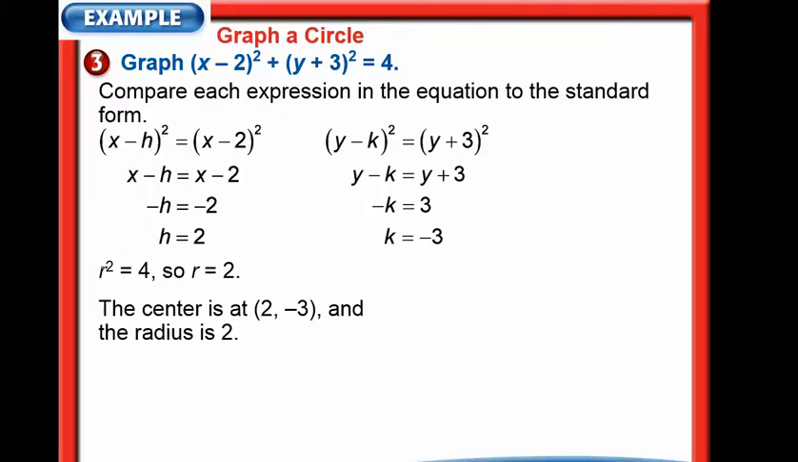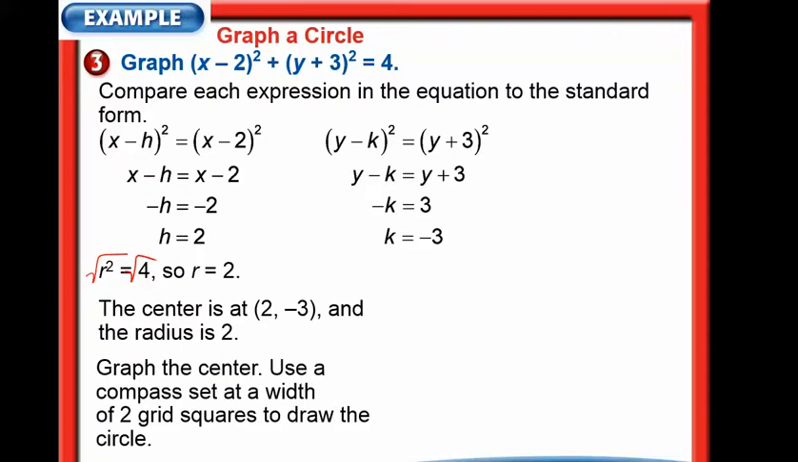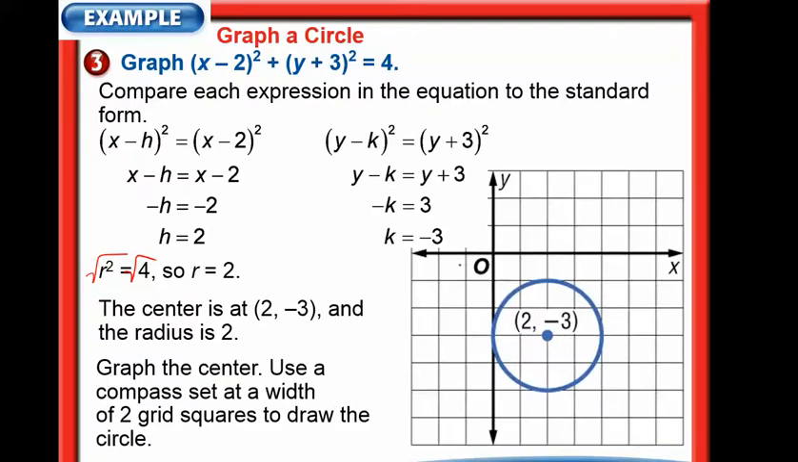All I did was take the square root here. Remember, you got to take the square root, and you want the positive value. So now on your graph paper, you're going to go to the right 2, and you're going to go down 3, and you're going to put a dot, and then you're going to count 2 in all 4 directions and connect the dots. Okay, so we went 2, -3, and then in all 4 directions, we counted 2 spaces and connected the dots. So you should have had a circle looking something like this.